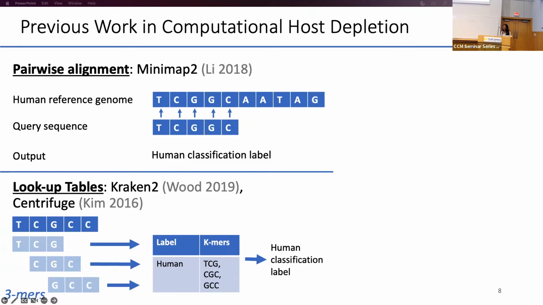The other type of host depletion method are lookup tables like Kraken2 and Centrifuge, where your query sequence is broken up into k-mers, or subsequences of length k. In this case, k is 3. Then each of those subsequences is mapped directly to a subsequence in a database, and that label is assigned to the query sequence. As we can see in this case, all of these subsequences are mapped to the human, and so we output a human classification label.